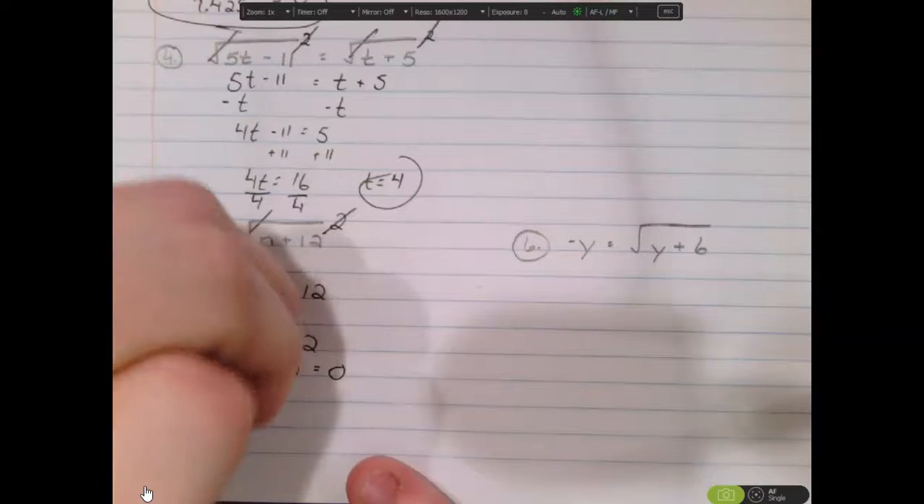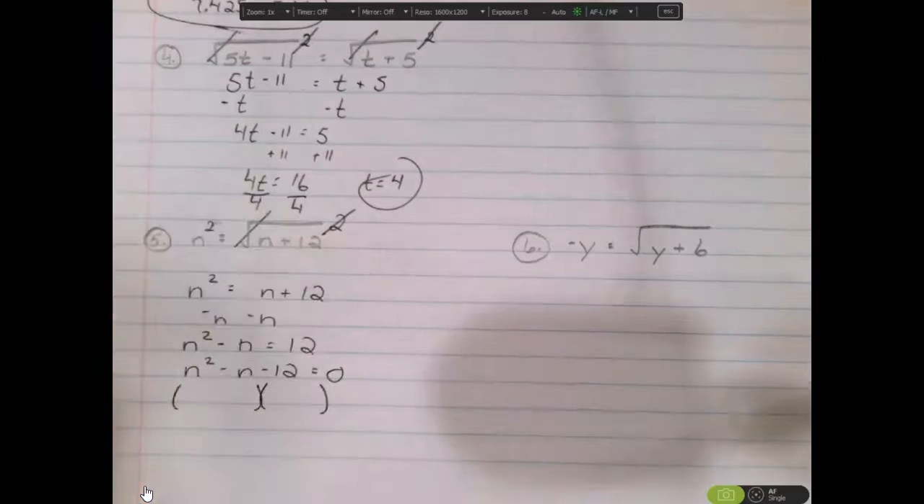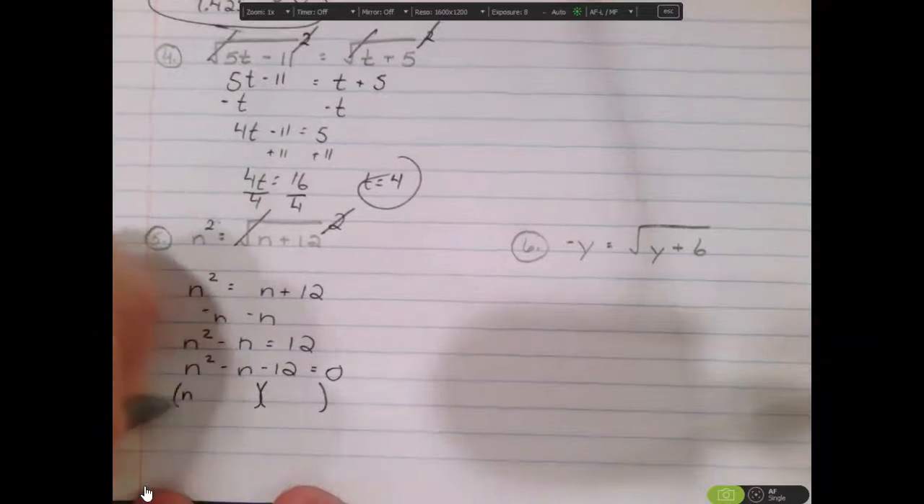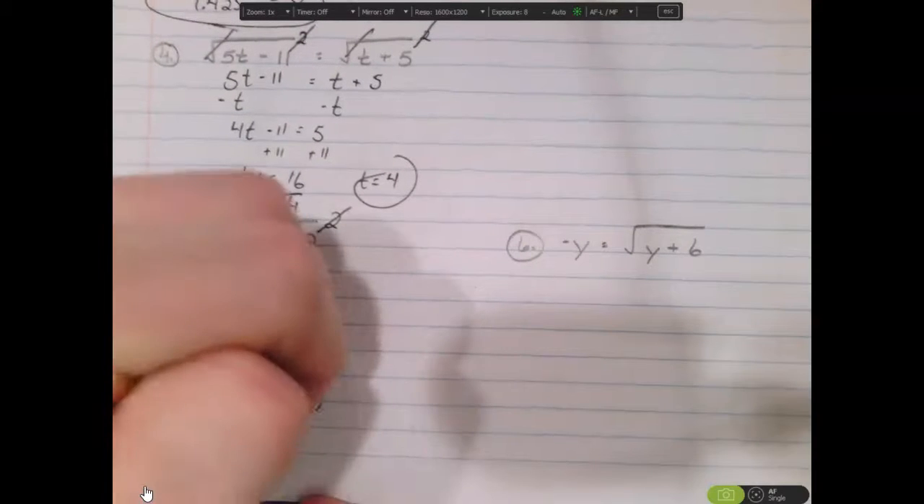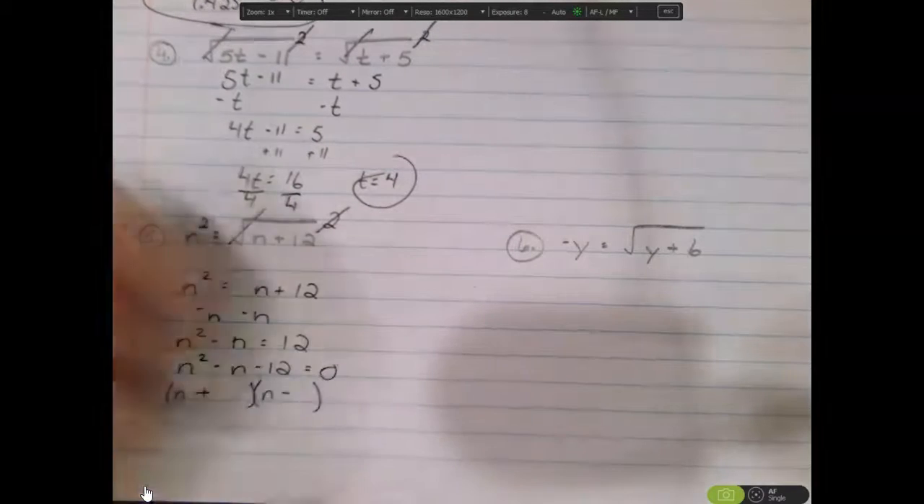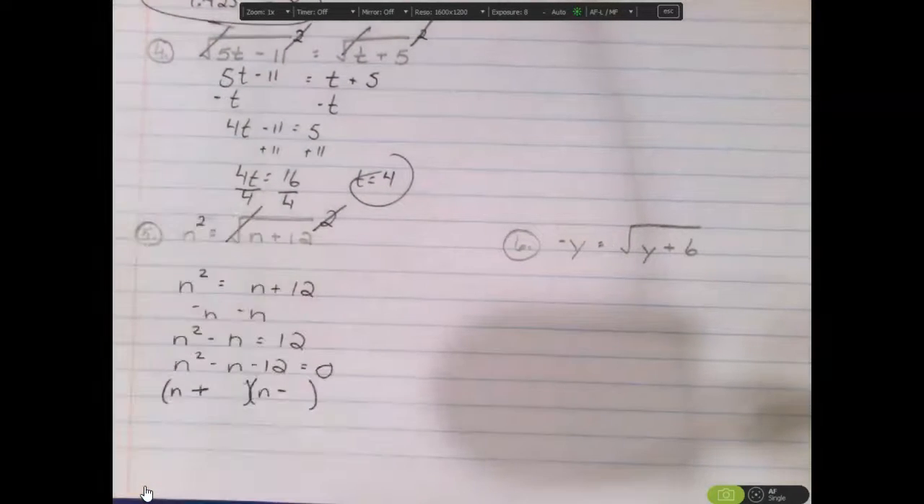2 sets of parentheses, n squared. The only way to create n squared is with n and an n. Now, I've got to multiply 2 things to get a subtraction symbol. The only way I get a negative is with a positive and a negative. So I know my 2 signs are going to have to be one positive and one negative.